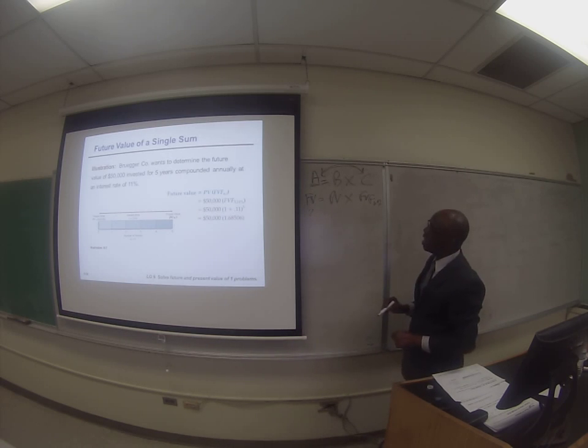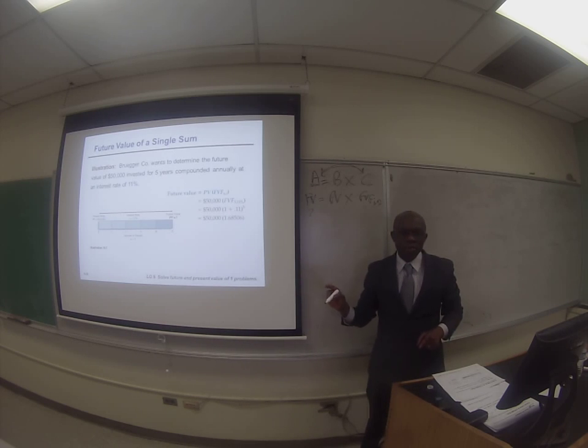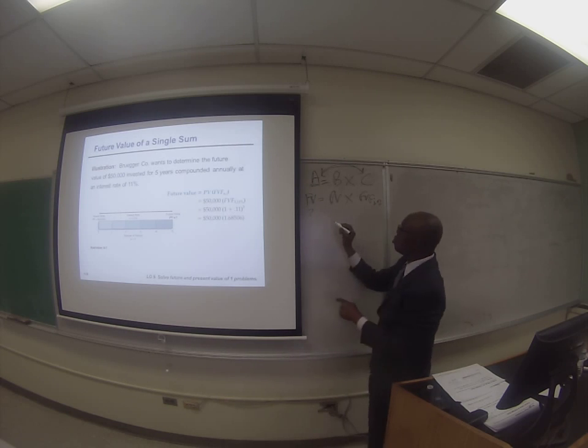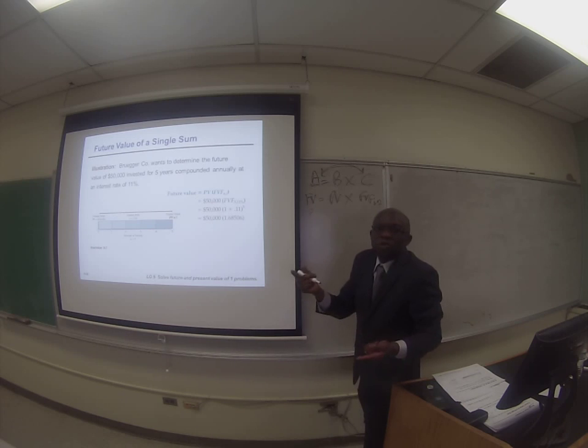So let's take a look at how this works. The problem said we are to determine what? Future value of $50,000. So A is the unknown. What is the future value?